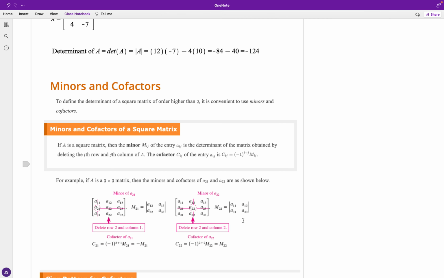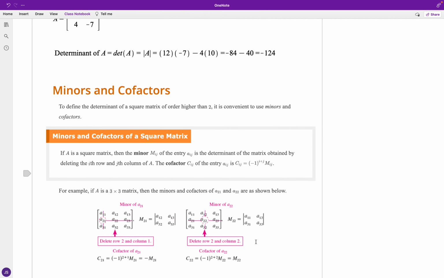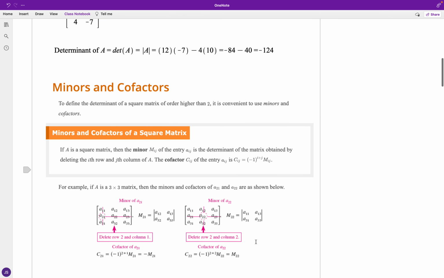And we have here that if A is a square matrix, then the minor M of ij of the entry A of ij is the determinant of the matrix obtained by deleting the ith row and the jth column of A. And the cofactor C of ij of the entry A of ij is where we have the cofactor C of ij equal to -1 to the i plus j times the minor M of ij.